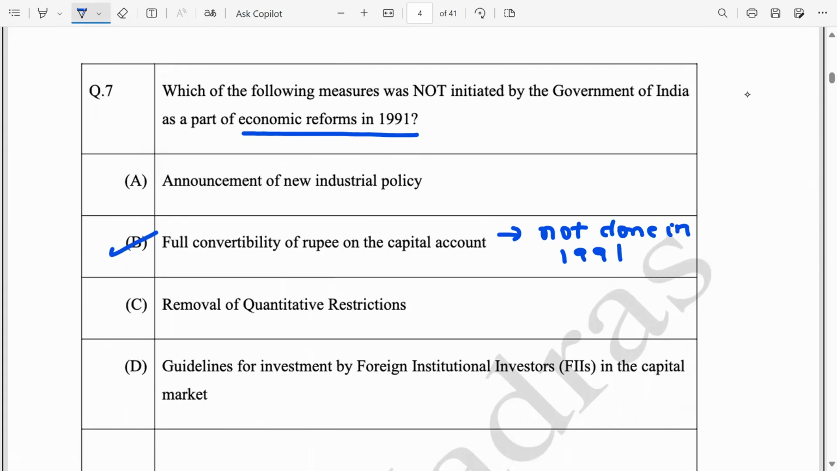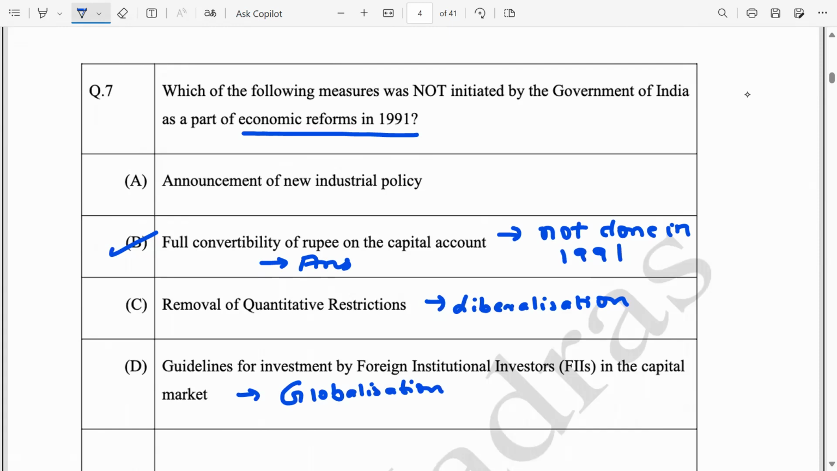Removal of quantitative restrictions is nothing but liberalization. So this happened in 1991. Guidelines for investment by FIIs in capital account. This was also a part of globalization, which took place in 1991. Globalization involved FDIs and FIIs coming into our economy. So my answer for this question is option B. Full convertibility of rupee was not done in 1991. In fact, it was done in 1994 and later.